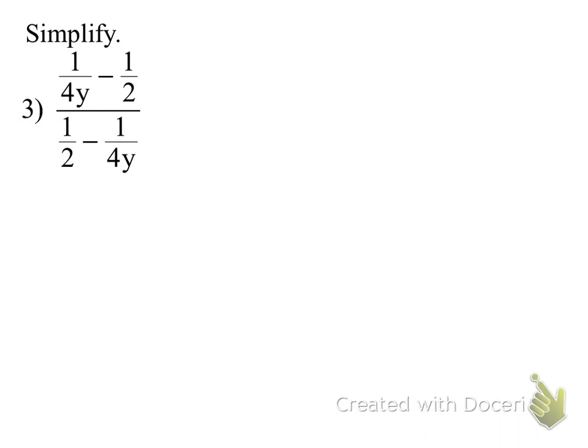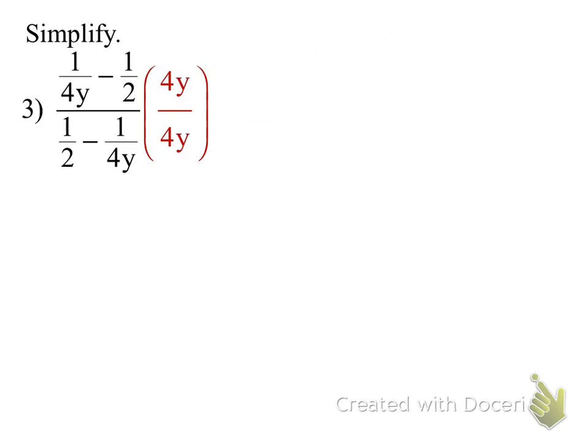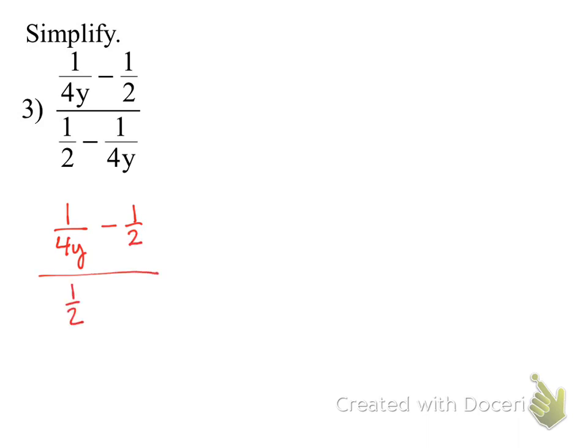What do you think is the least common denominator? You want a minute to write it down? All right. What's my least common denominator here? Go, Jamie. 4y. So I'm multiplying everything by 4y. I personally like to show it on both sides. And I don't want to see you guys going that way. I want you going up and down. So I do 1 over 4y minus 1/2 all over 1/2 minus 1 over 4y.